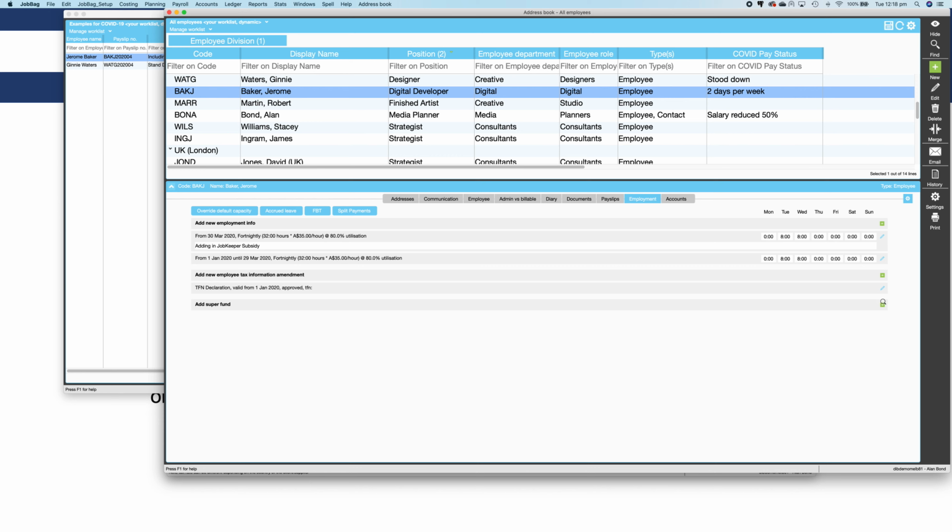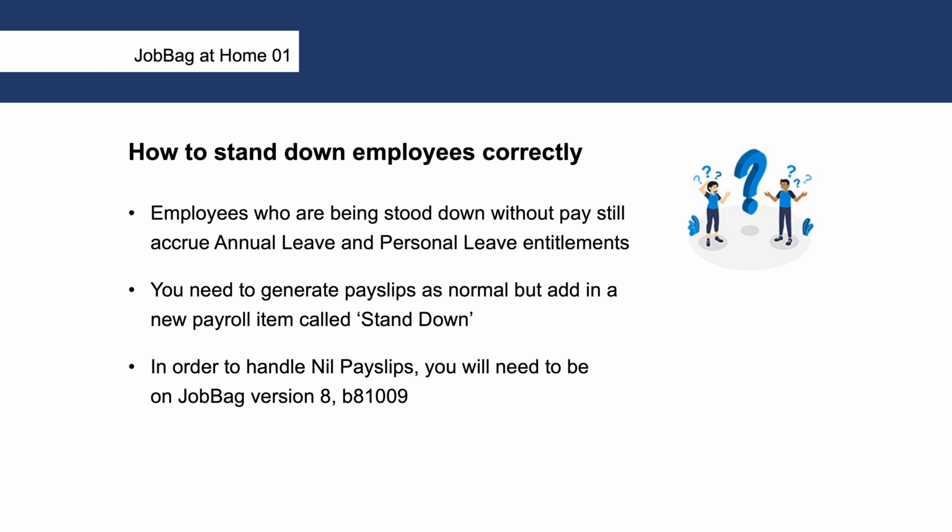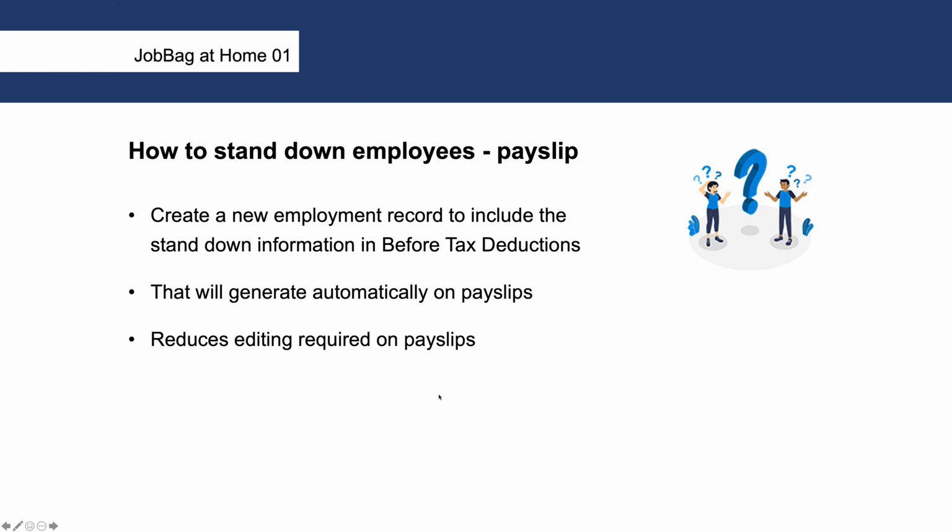Oh yes, in order to handle nil pay slips, you will need to be on version 8, build 8.1009 or later. We'll be bringing you up to that in the not too distant future. We can handle all of the nil pay slips in earlier versions manually, and we'll do that for you. Now, so how to stand down your employees, how that is actually done.